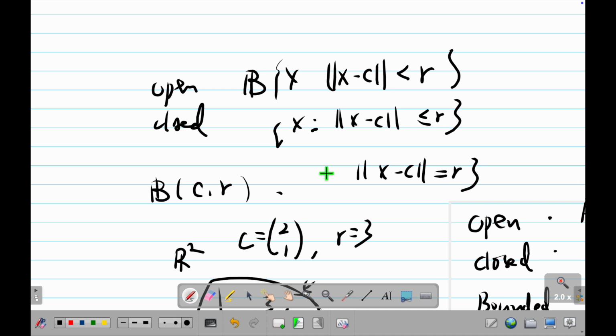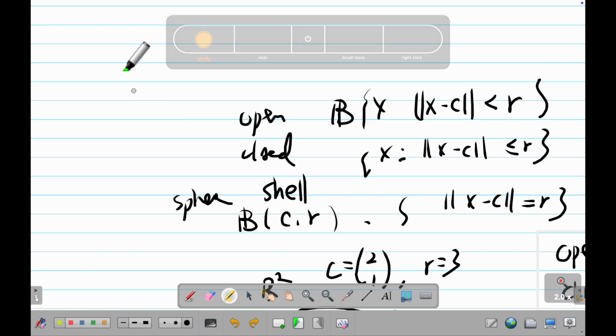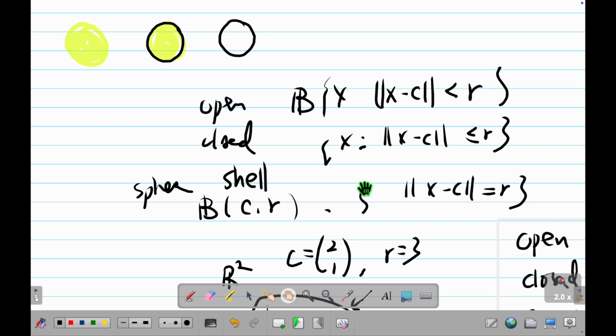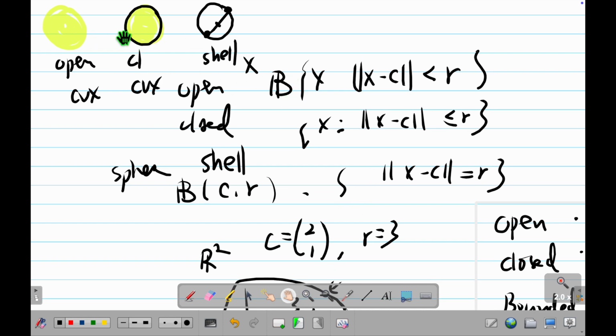And we can also have a shell. A shell, or sphere, is where the norm of x minus c equals R. So this is open, this is closed, and this is the shell. Next week we will see that the open and closed balls are convex sets, but the shell is not a convex set. Because if I put a point here and a point here, the midpoint between them is not inside the set. But this is true for the other two. Anyway, this is for later, not now, but this is the idea.